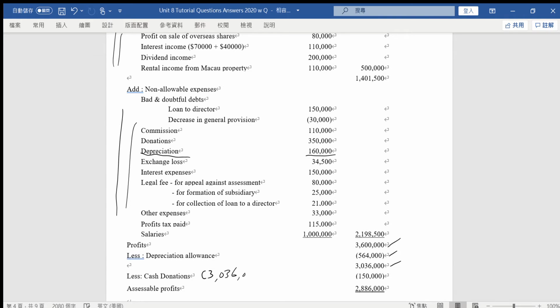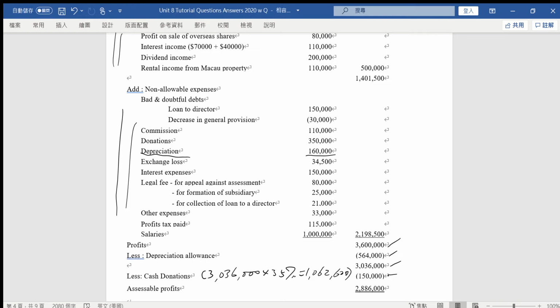3,036,000 times 35%. The maximum should be 1,062,600, and that will be the maximum. As that is not over, and also we will just allow the deduction of the actual cash donation. That's why one and only one item among the donations, just 150,000, is not more than the maximum.